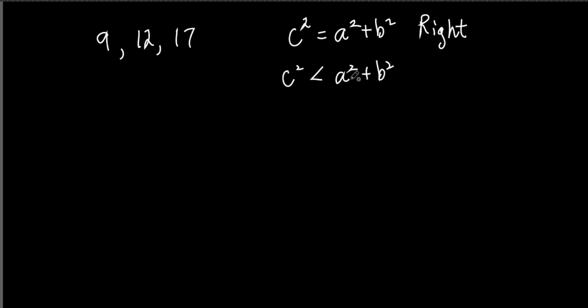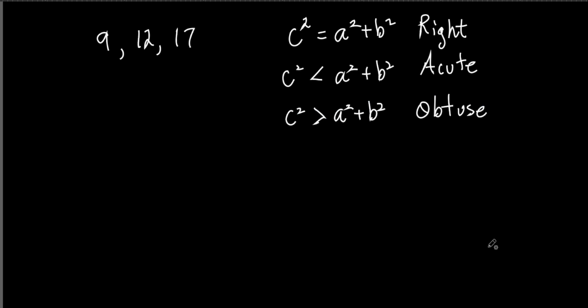Less than. What word goes with less than? Is acute or obtuse go with less than? Acute goes with less than. And if C squared is greater than A squared plus B squared, then obviously the only one left, it would be obtuse. So that's what we have to do with this.